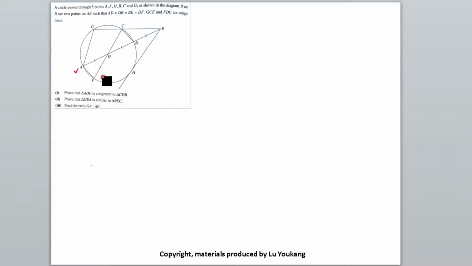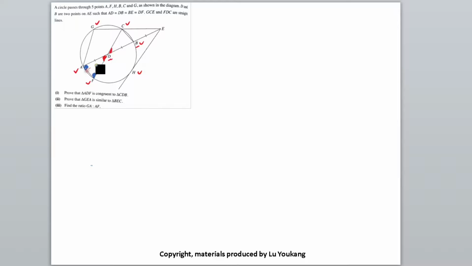It says a circle passes through 5 points A, F, H, B, C, G, and these points lie on the circumference. And D and B are 2 points on AE such that AD equals DB equals BE equals DF.